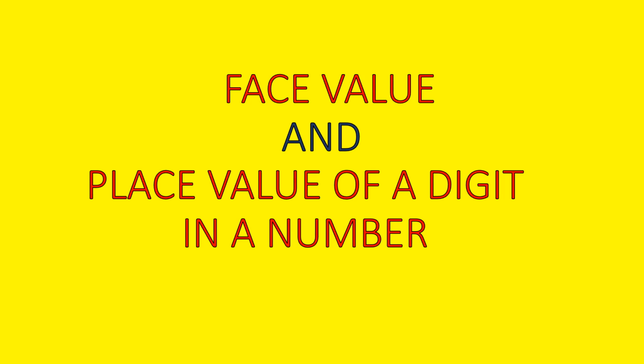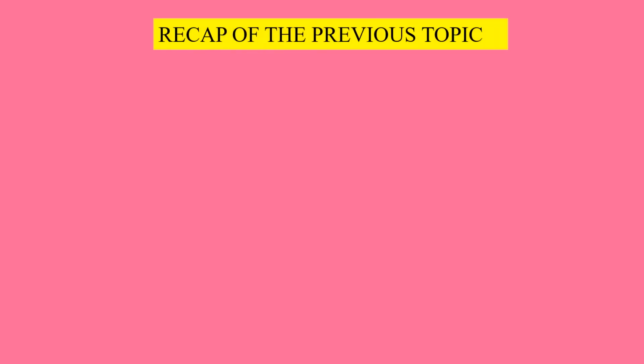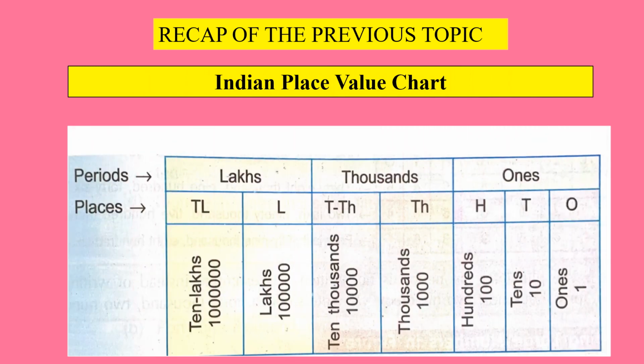Our today's topic is face value and place value of a digit in a number. Before going to understand about the topic face value, let's recap whatever we have learned till now. This is the place value chart. About the place value chart, you all have learned till now. It has 3 periods and 7 places. And we know how to read a 5 and 6 digit number and how to write their number names also.